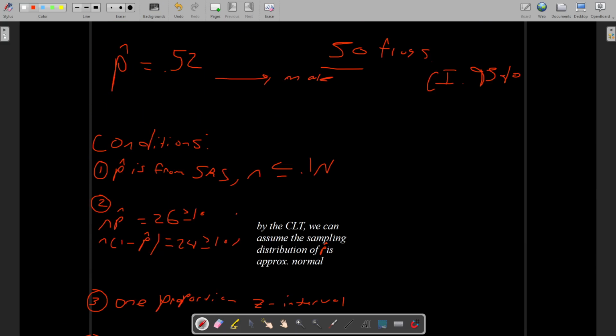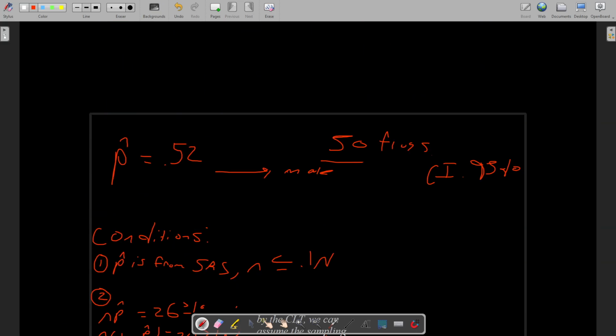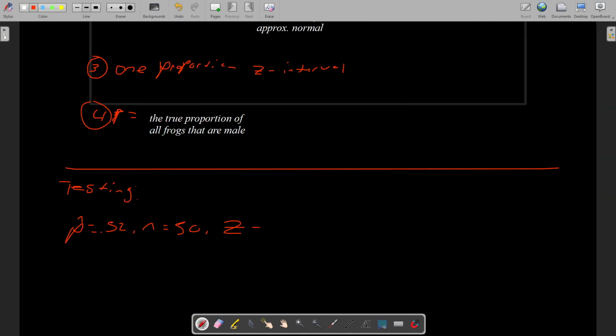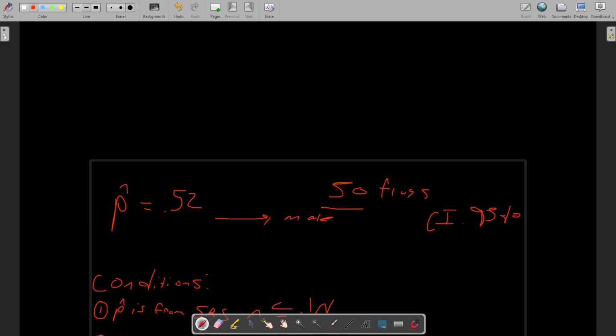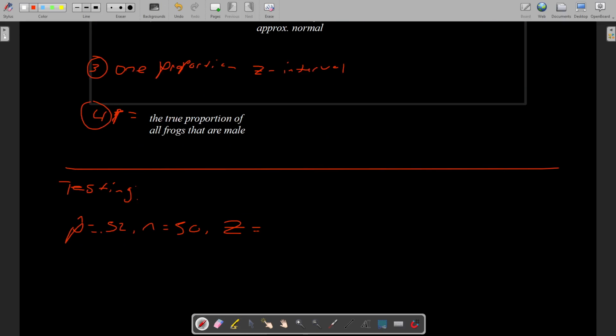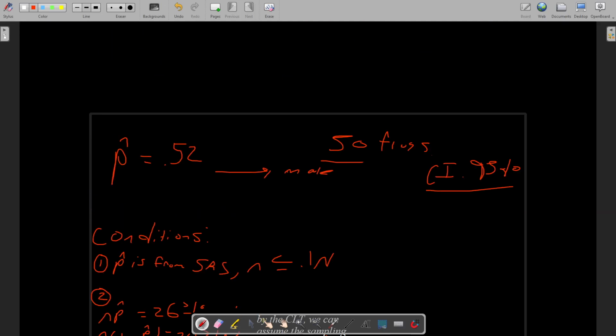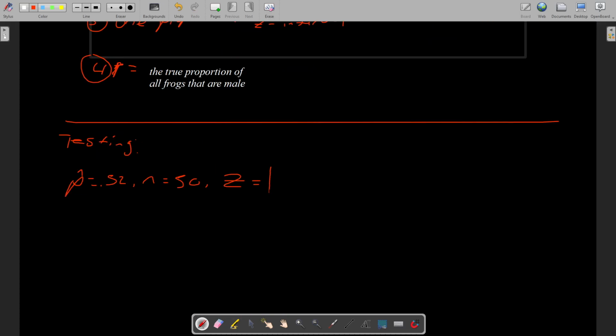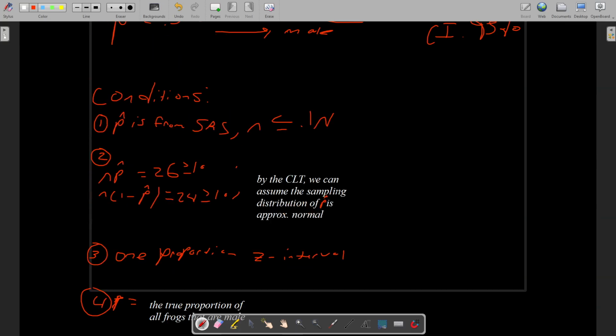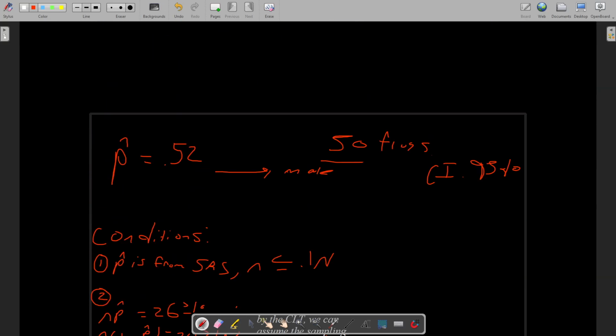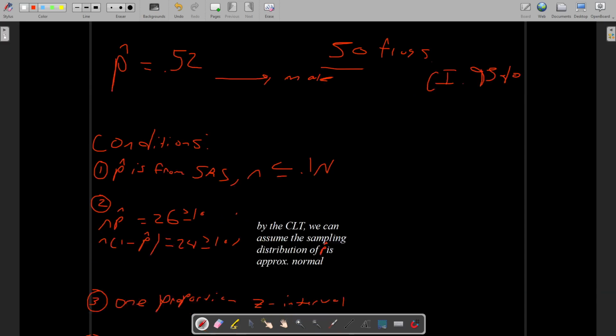But what's one thing that we don't know? Well, for the confidence interval, we need z. So for the test, you have to find z, but for the confidence interval, you know z, you have to find the interval. This is going to be different for each percent, but for 95%, it's just 1.96. And you can find this on a formula sheet, or you can look up normal distribution confidence interval z values.